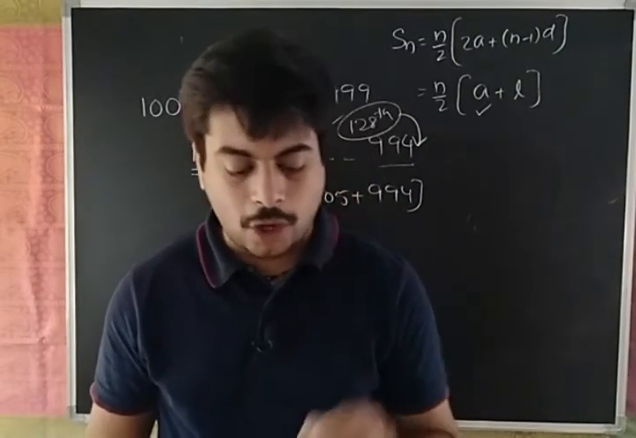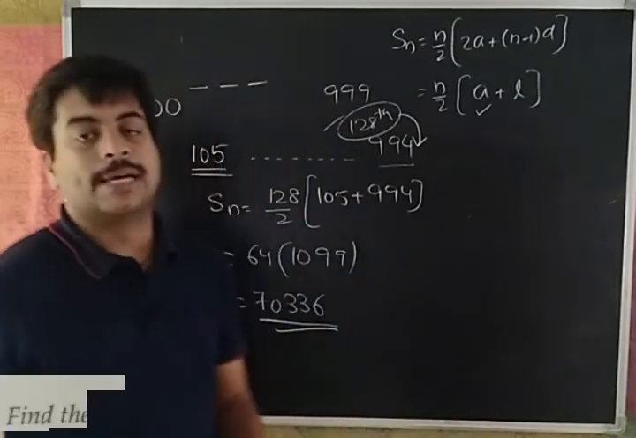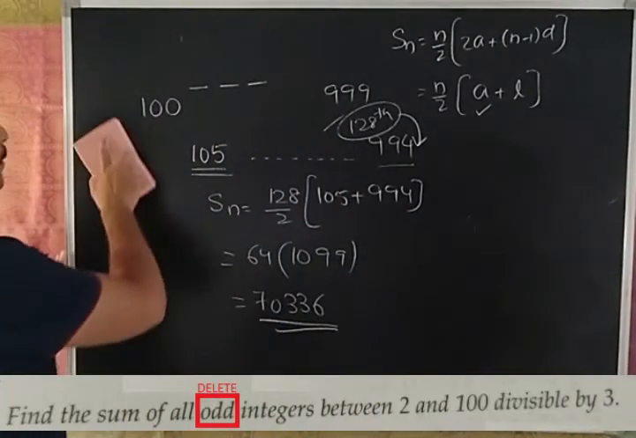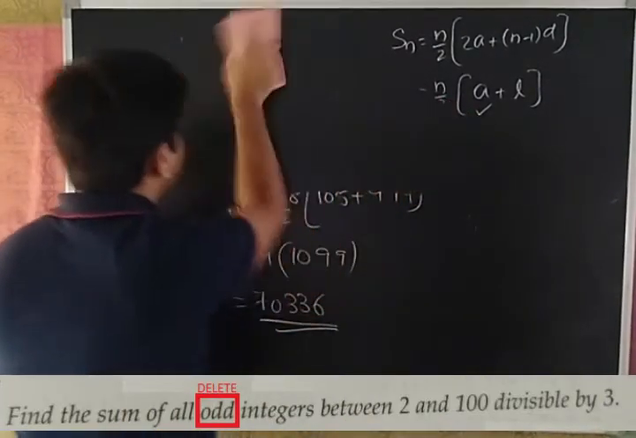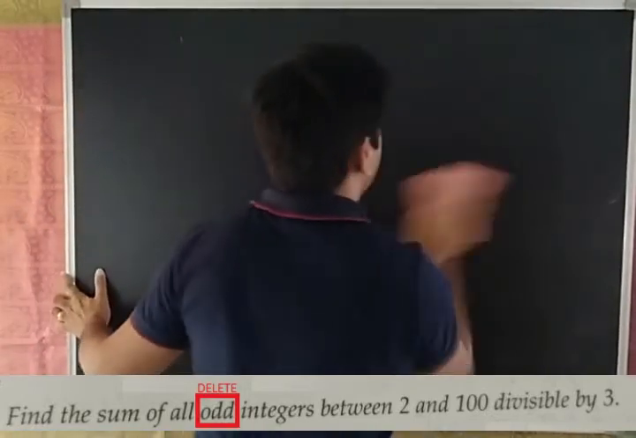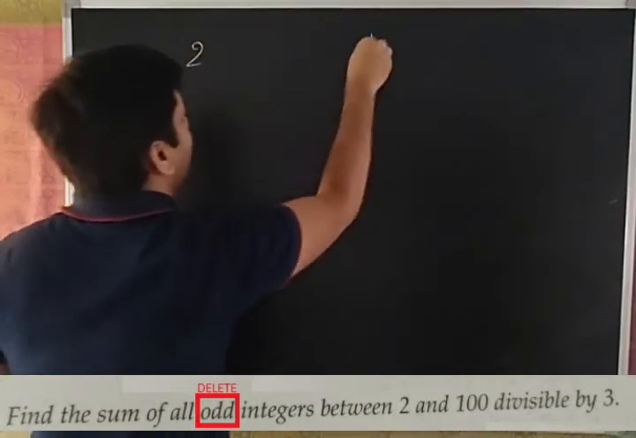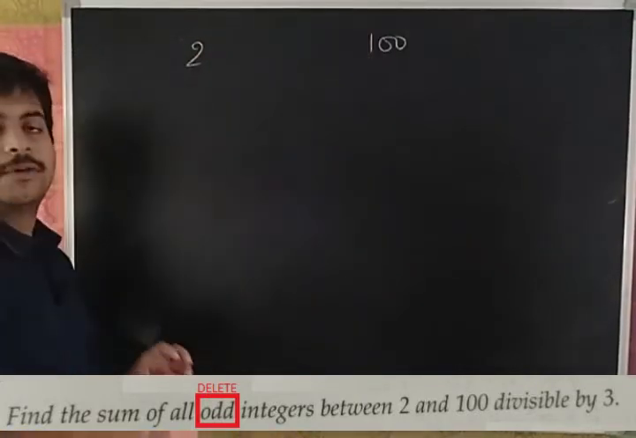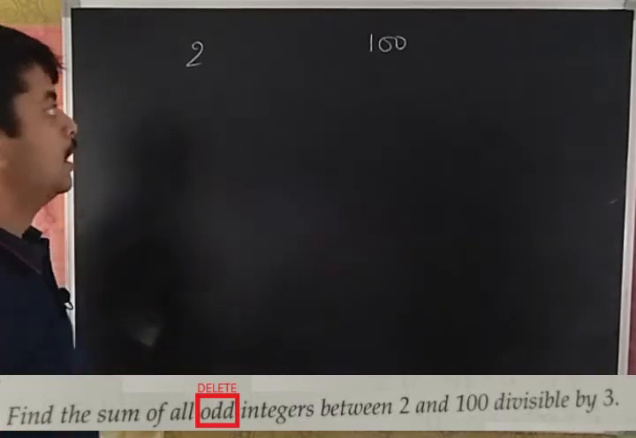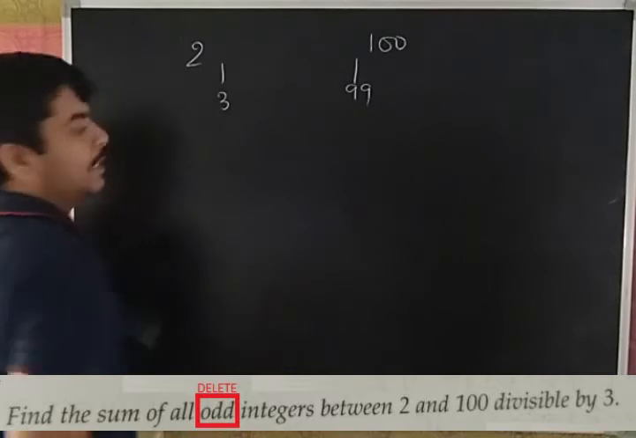Find the sum of all odd integers between 2 and 100 divisible by 3. Sum of all odd integers between 2 and 100, between 2 and 100, all the numbers which are divisible by 3. So, the first number will be 3. The last number will be 99, which is divisible.